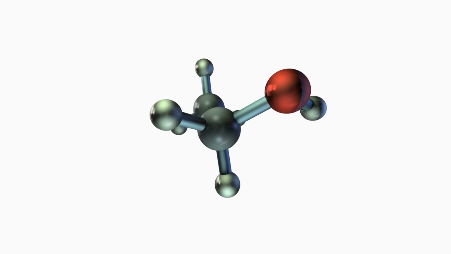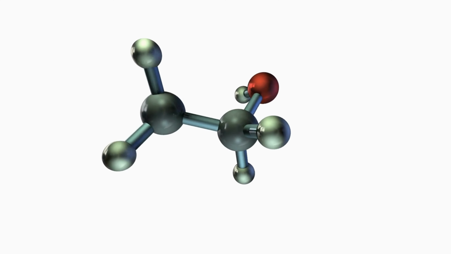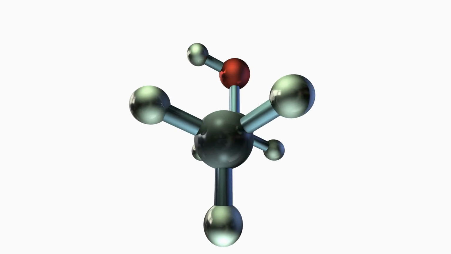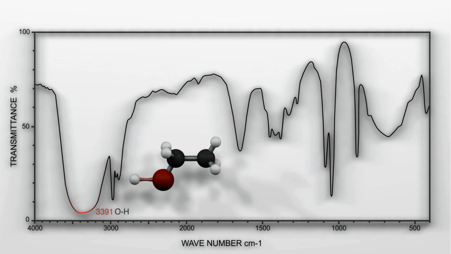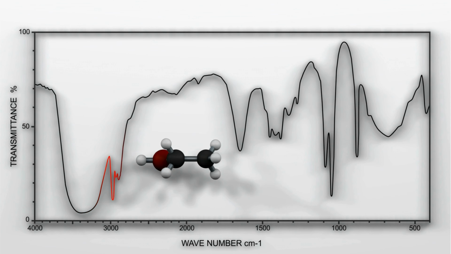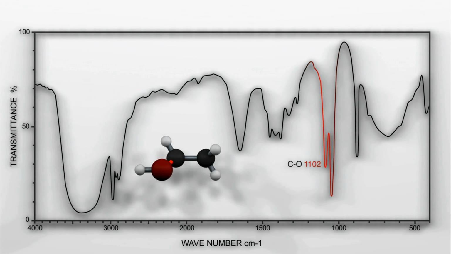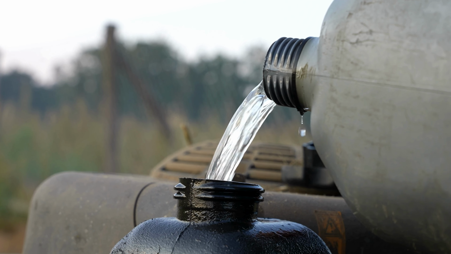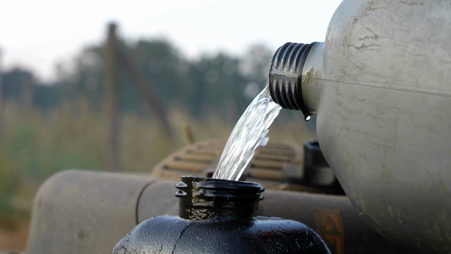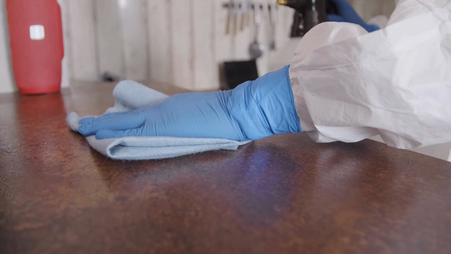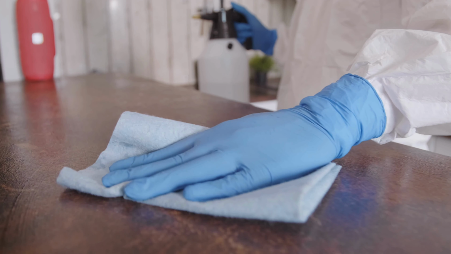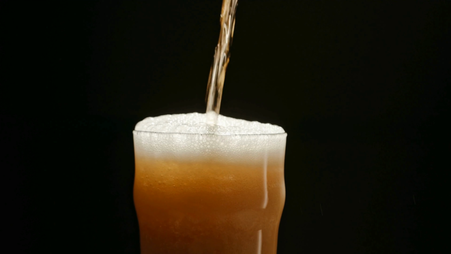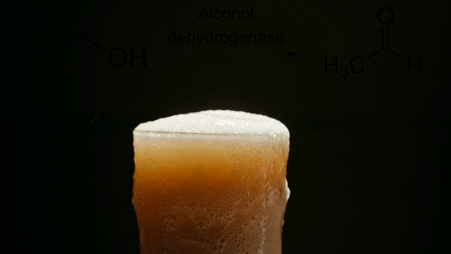Ethanol, or ethyl alcohol, is probably one of the most famous molecules in history. Structurally, ethanol is a two-carbon chain with a terminal hydroxyl group, making it both polar and capable of hydrogen bonding. Ethanol is a common component in gasoline and biofuel, an antiseptic and disinfectant, and the active compound in alcoholic beverages.